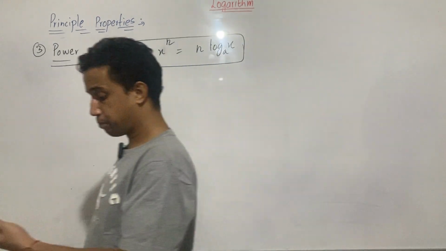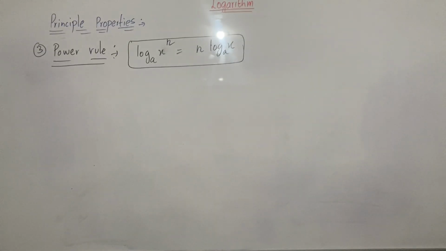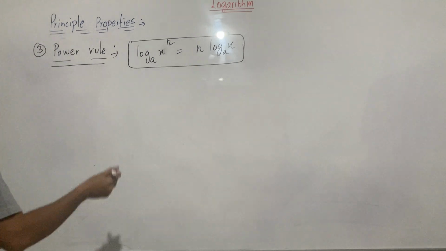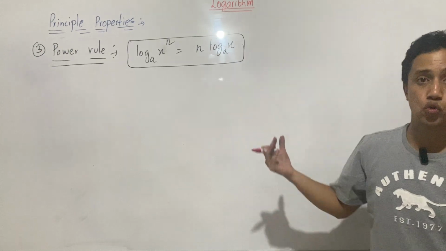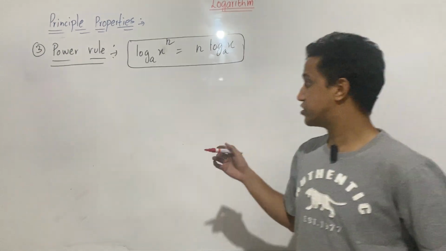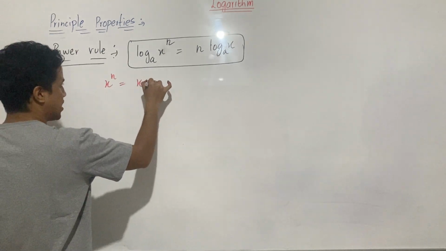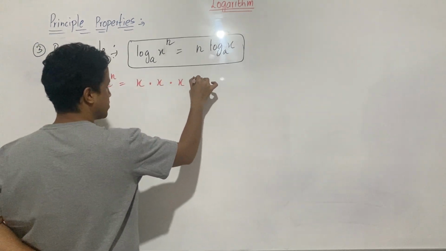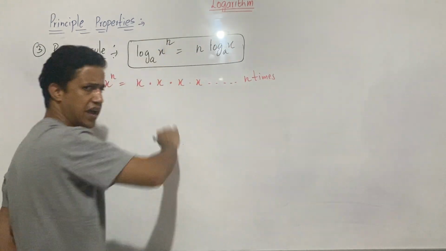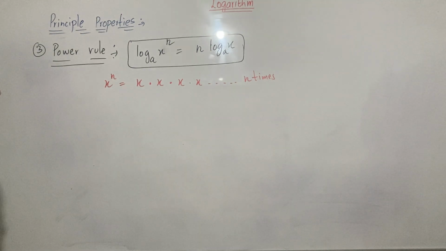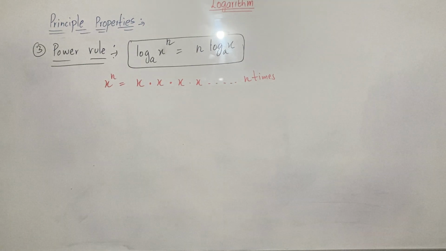Understand? So we need to work on the proof. First we have to understand what x raised to exponent n means. So see here, x^n, what does it mean? It means x times x times x times x, n times. Yes or no? Right? That's what x raised to n means, right?